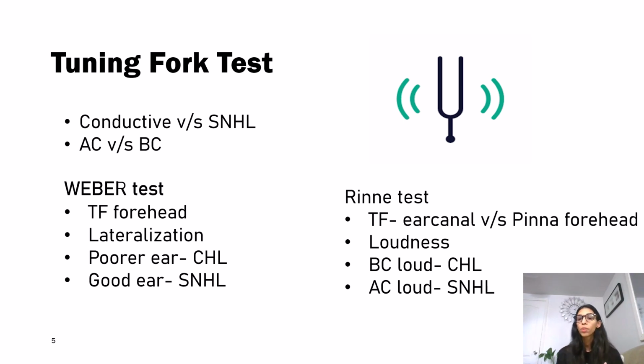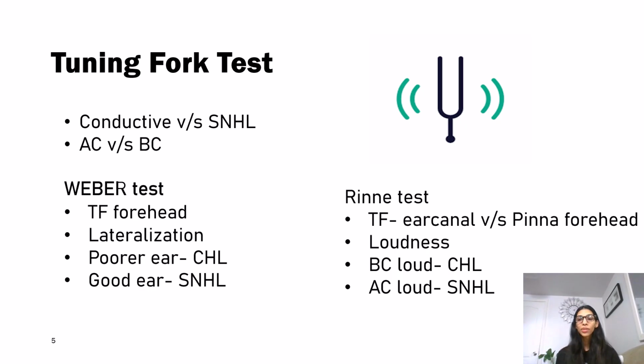then the problem might be sensory neural hearing loss, because the other side cochlea is affected. That is why the person is hearing in the good ear. So the poorer ear might be having a sensory neural hearing loss. This is how, using the Weber test, we determine whether that particular ear is having a conductive or a sensory neural hearing loss.